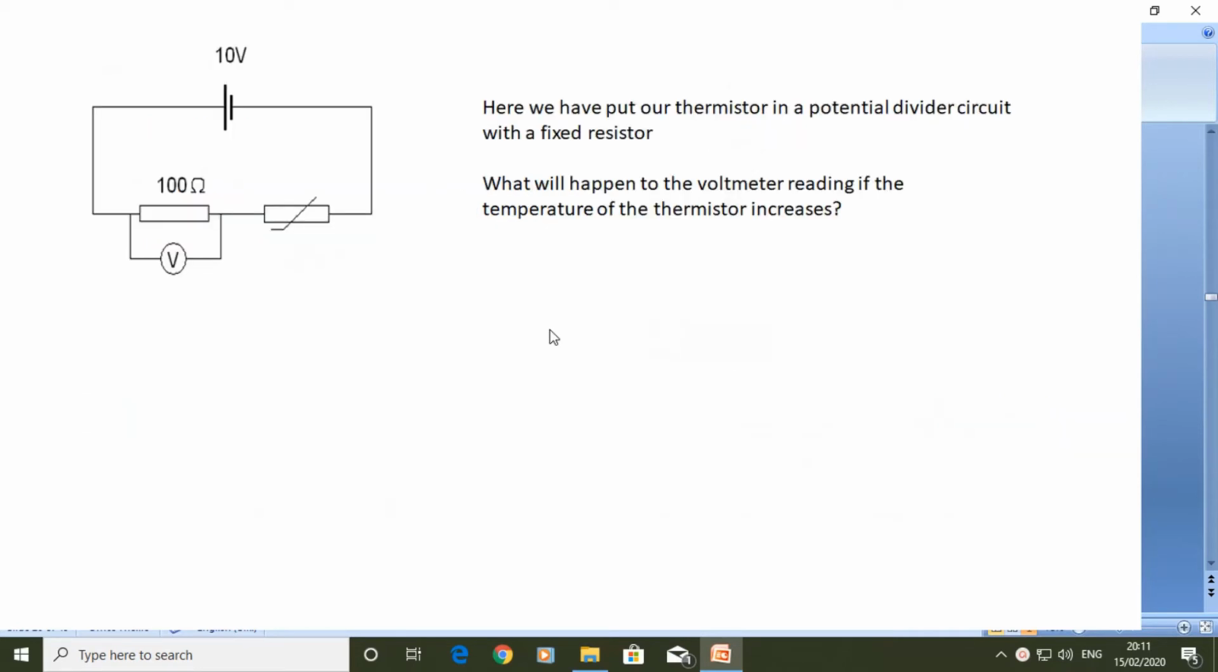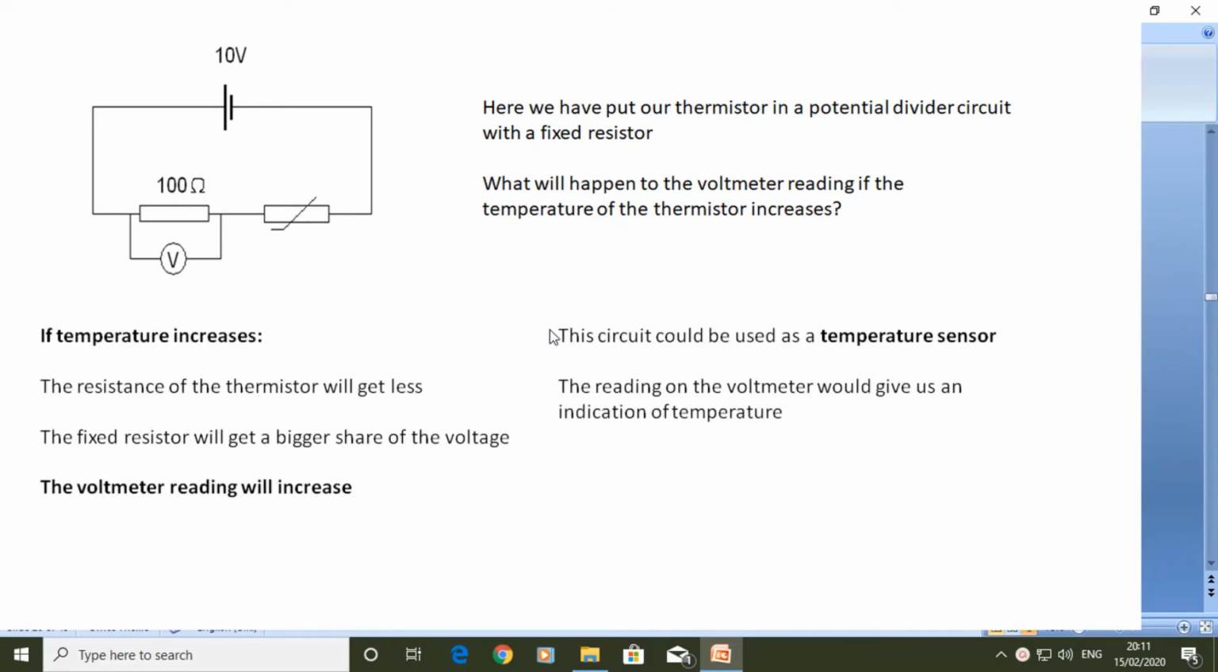Now, what we can do with our thermistor is put it in a potential divider circuit. I've put a 100 ohm resistor and a thermistor in series in a potential divider. What will happen to the voltmeter reading if the thermistor gets hotter, if its temperature increases? The answer is that if the temperature increases, the resistance of the thermistor will get less, so the fixed resistor gets a bigger share of the voltage, so the voltmeter reading gets bigger.